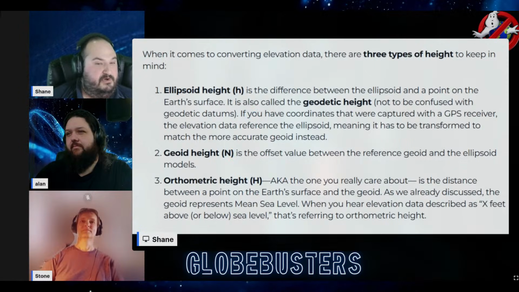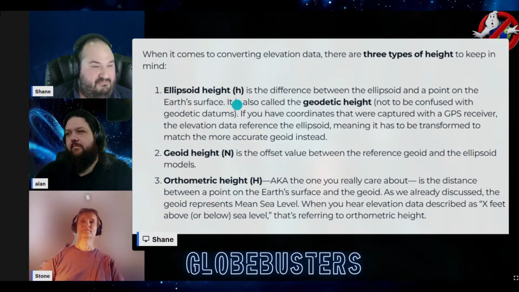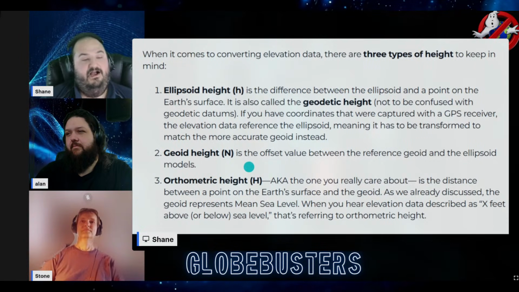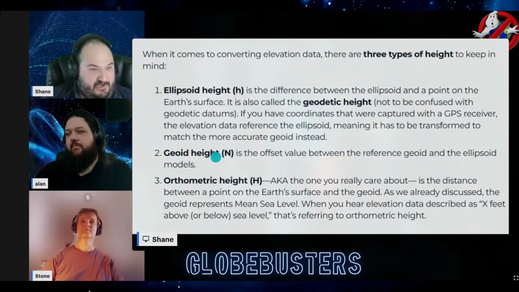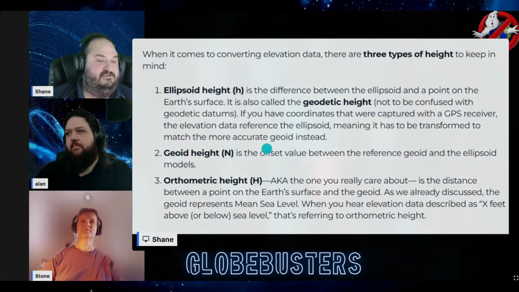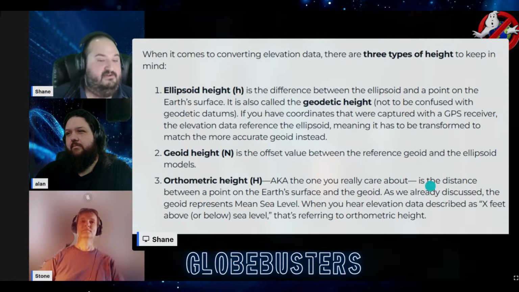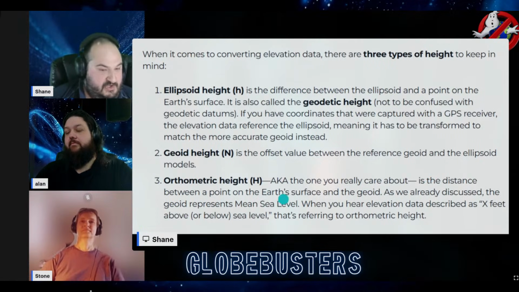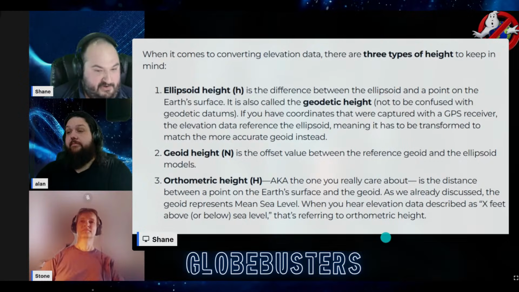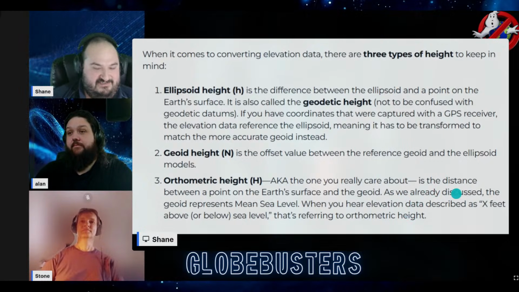And again, ellipsoid height defined over here is the difference between the ellipsoid and a point on Earth's surface. So it starts off with a comparison. That's also called the geodetic height. Different from that is the geoid height, which in the equation was big N, which is the offset of that value between the reference geoid and the actual ellipsoid models. And then finally, big H, the only one that's real, the distance between a point on Earth's surface and the geoid. So that's not even really real.